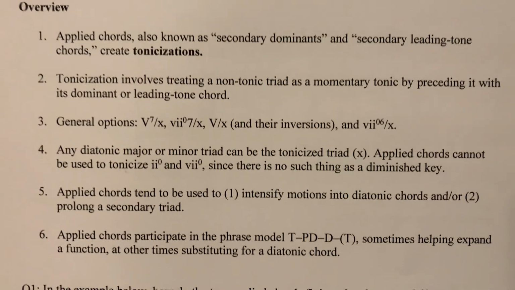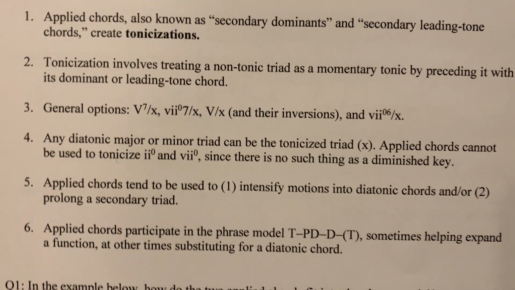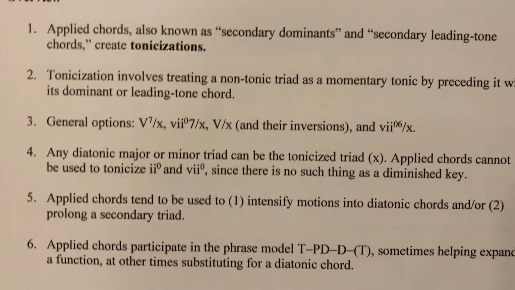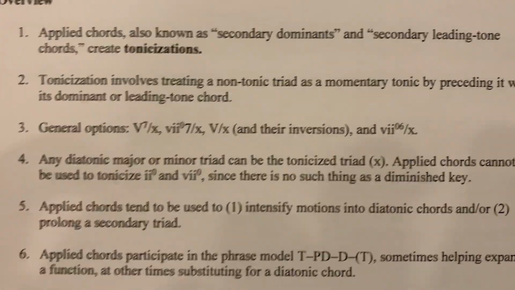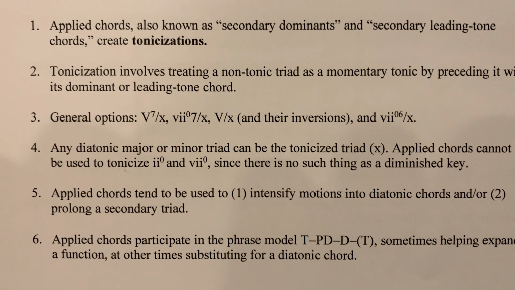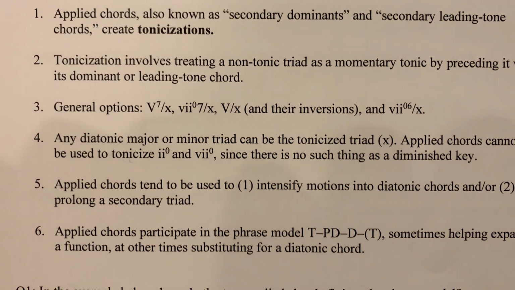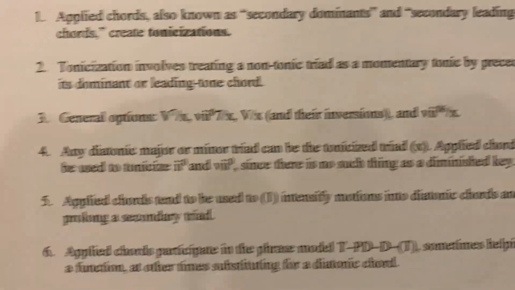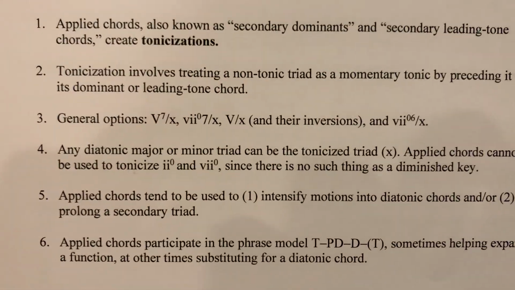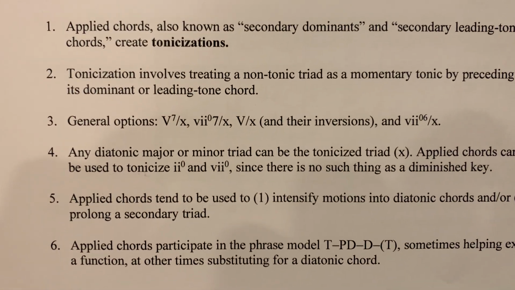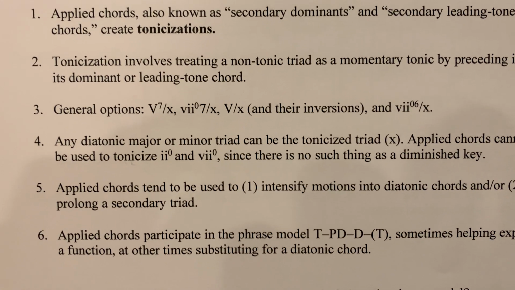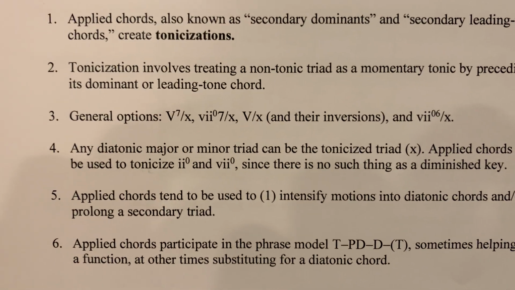Now we're going to talk about all of the secondary chords. Number 3 is the general options. One would be 5/7 of X, where X is the tonicized chord. Another is 7 diminished 7 of X. Those are the most common ones, the ones with the 7th. So you're usually going to see 5/7 of X or 7 diminished 7 of X, but you can also just see an ordinary 5 of X, in other words, without the 7th.